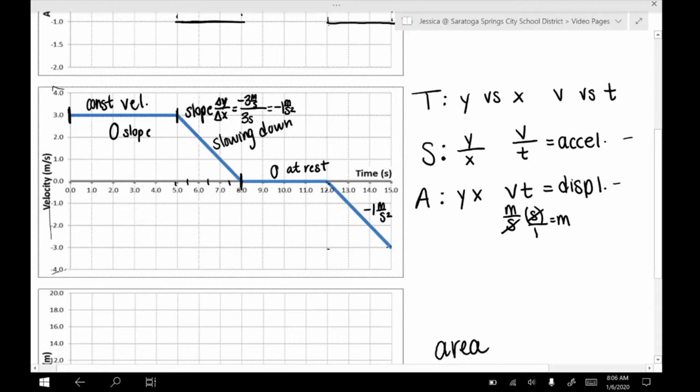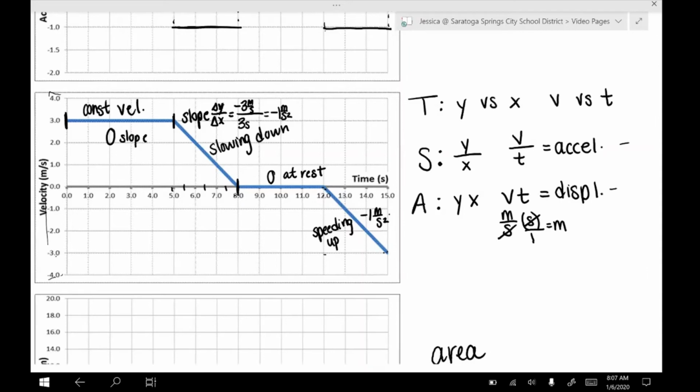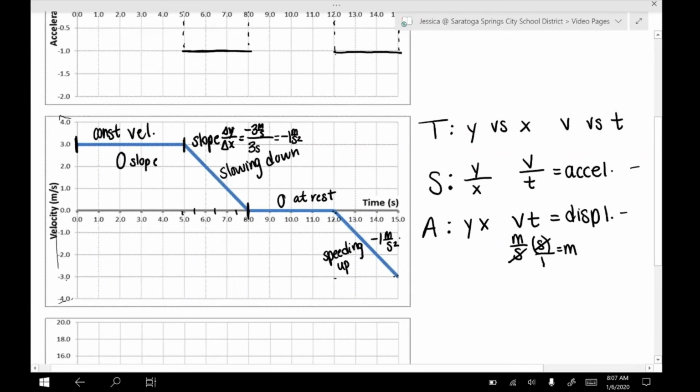And then from 12 seconds to 15 seconds, we're actually speeding up. Even though we have a negative acceleration, we also have a negative velocity. And if our velocity and acceleration are in the same direction, that must mean we are speeding up. So that's how to go from velocity to acceleration graphs.